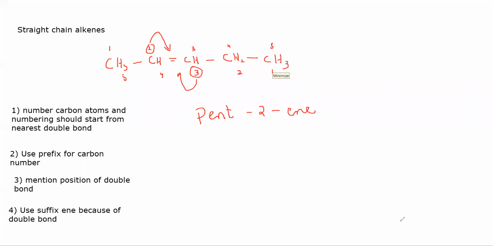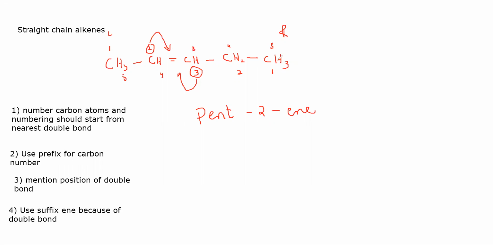Is it clear how we name straight chain alkenes? First, we count the carbon atoms. So 1, 2, if I count from left to right, the double bond is coming with the second carbon. If I count from right to left, the double bond is coming with the third carbon. So it should be from left to right. Why? Because we always select the position of a carbon where it is closer. So it's second position.